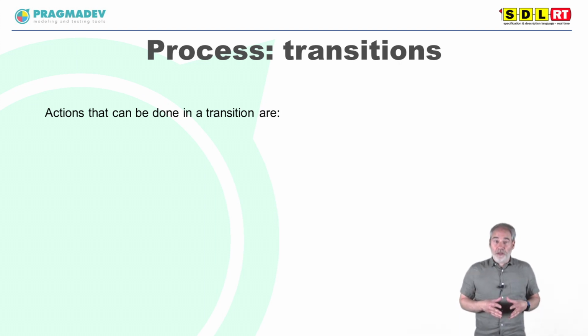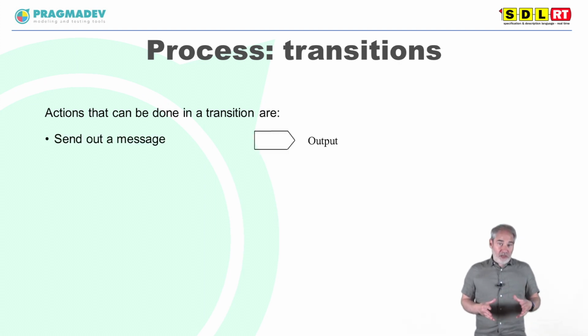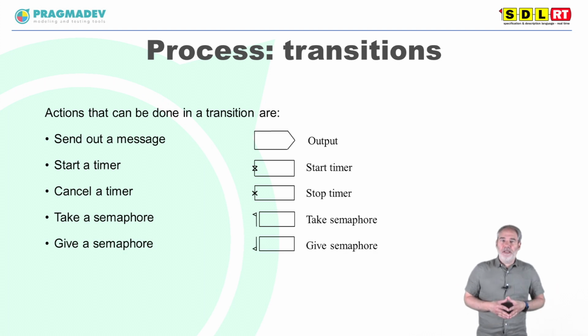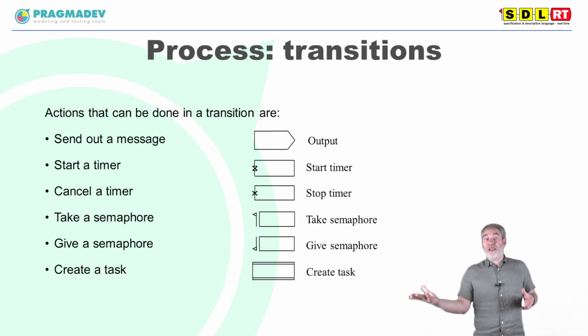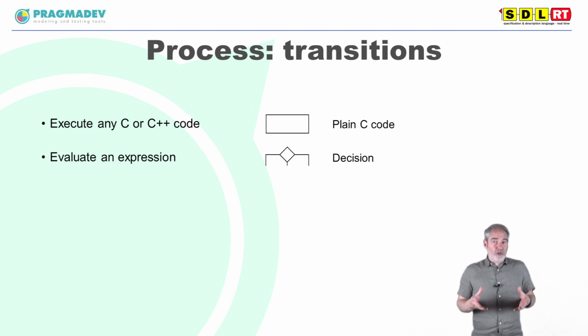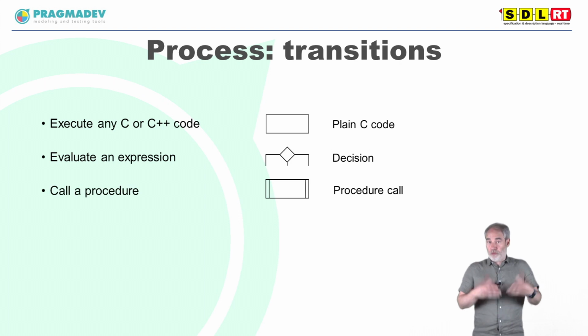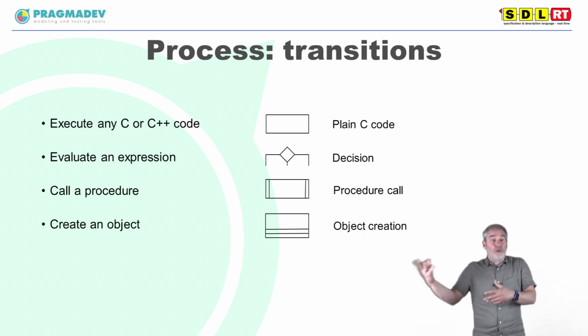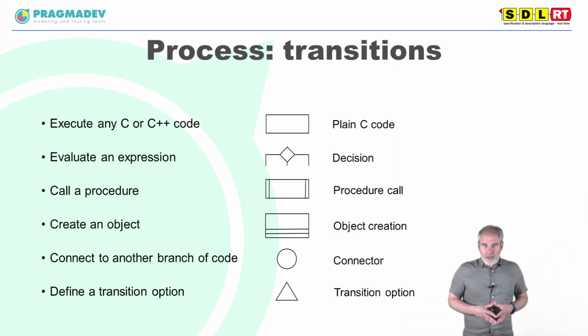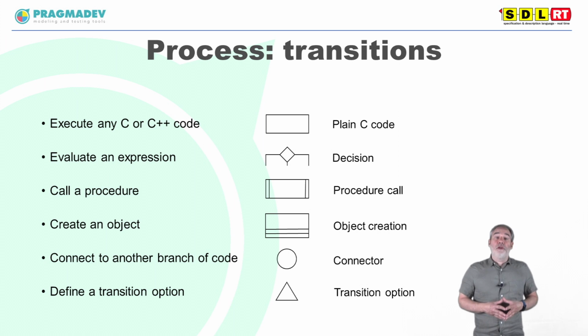Once the transition is triggered, let's have a look at the possible actions in the transition. It is possible to send a message, start a timer, cancel a timer, take a semaphore, give a semaphore, create a task, that is another instance of an SDL-RT process, to execute any C or C++ code, to evaluate an expression with graphical cases represented as branches, to call a procedure, create an object, an instance of a class that is defined in another diagram, or to connect to another branch of code that helps to improve the graphical layout of the state machine. But it is also a way to factorize the behavior. There is also a transition option, which is equivalent to an ifdef in C.